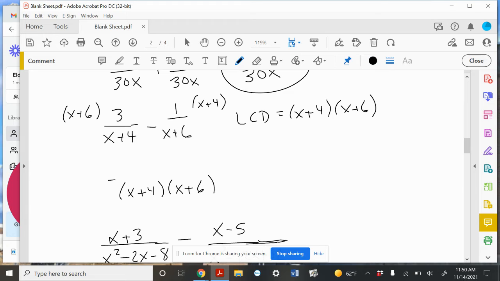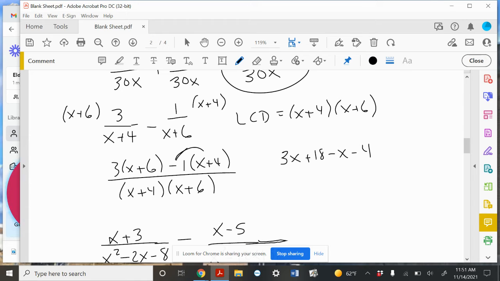And then in the numerator, I have 3 times x plus 6 minus 1 times x plus 4. I'm then going to multiply through in those parentheses, so I'm going to see what it comes out to be. So I have 3x plus 18 minus x minus 4. The minus signs always get you confused, right? Because you've got to make sure you bring that through. And then we're going to leave this alone. We're not going to multiply that out. So x plus 4, x plus 6.